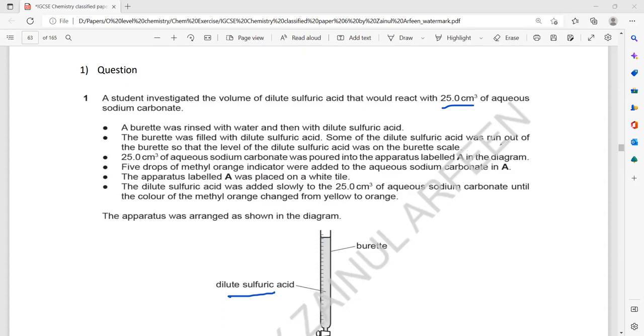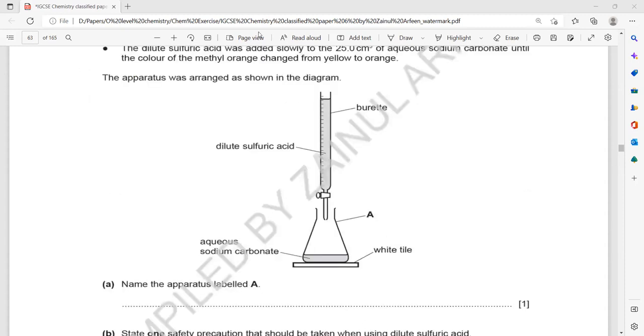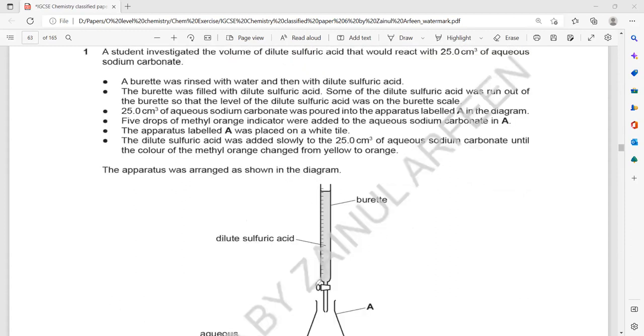So the burette was filled with sulfuric acid and some of the dilute sulfuric acid was run out. Why do we run out the sulfuric acid? Because the jet might have some air bubbles. So when we fill with acid, this might have air bubbles. That's why we run some of the acid out so that all the air will be removed. Then 25 cm³ of sodium carbonate was poured into apparatus labelled A.